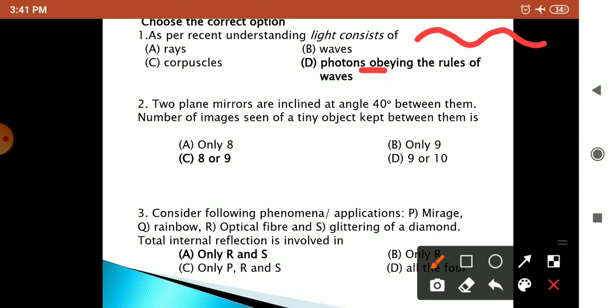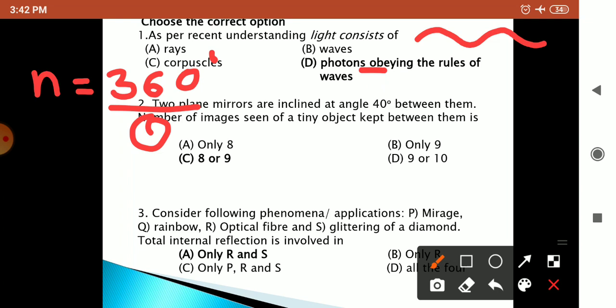Next, second question: two plane mirrors are inclined at an angle of 40 degrees between them. The number of images seen of a tiny object kept between them is. Now there are three different conditions for it. First, we have to find the number of images formed using the formula n = 360 degrees upon theta. Here theta is given as 40 degrees. So n is equal to 360 upon 40, which is equal to 9.